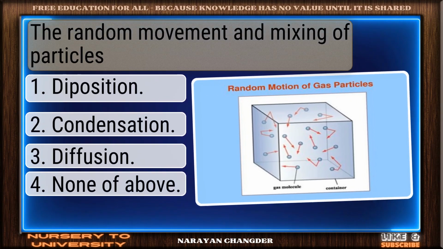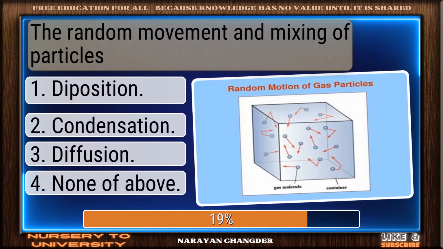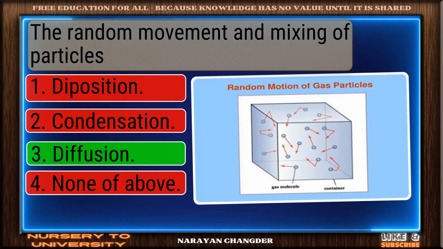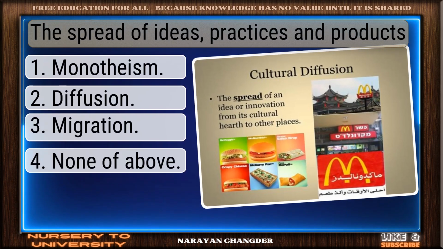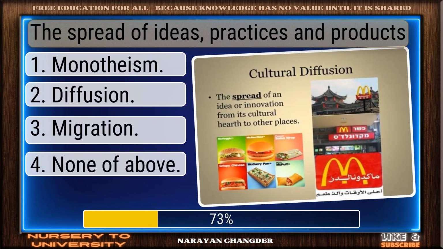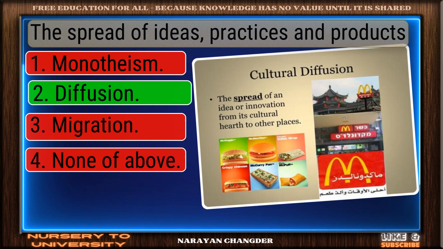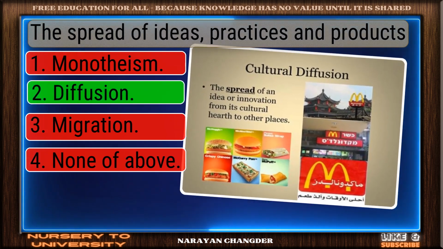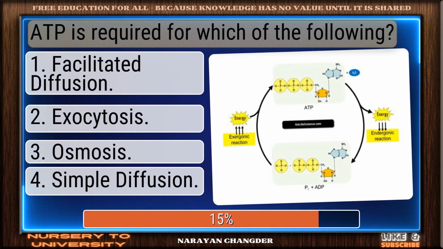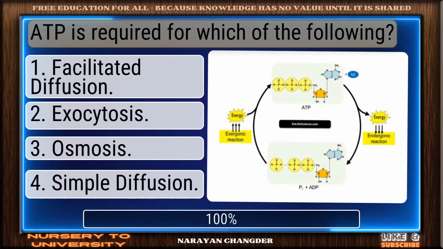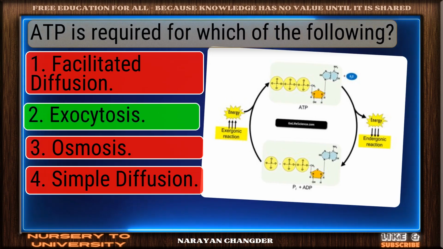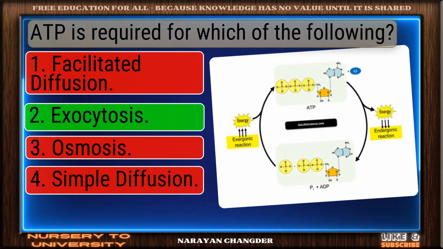The random movement and mixing of particles. Perfect. Diffusion is the correct choice. The spread of ideas, practices, and products. Smart pick. Diffusion is the correct choice. ATP is required for which of the following? Clear logic. Your choice, exocytosis, is sound and 100% true.